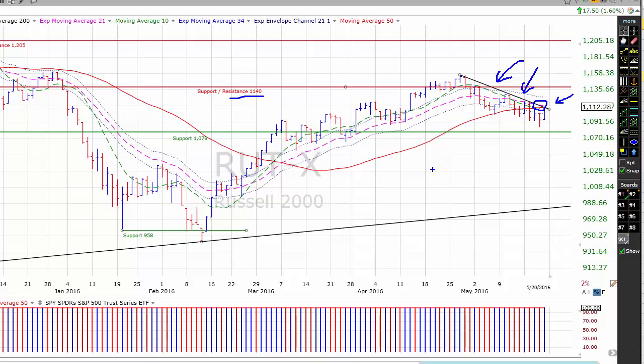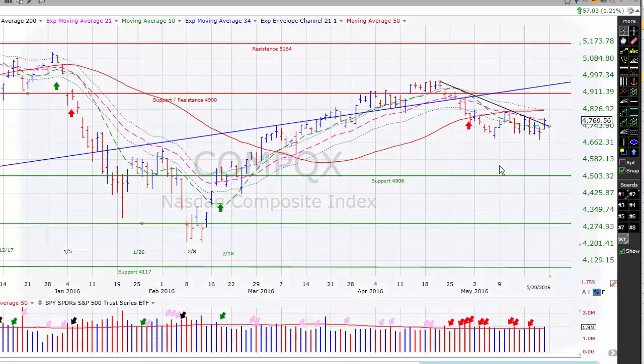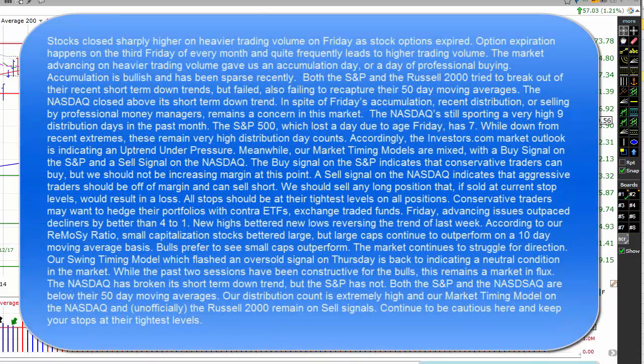Let's see what the NASDAQ Composite's up to. But before we do that, stocks closed sharply higher on heavier trading volume Friday as stock options expired. Option expiration happens on the third Friday of every month and quite frequently leads to higher trading volume. The market advancing on heavier trading volume gave us an accumulation day, or a day of professional buying. Accumulation is bullish and has been sparse recently.